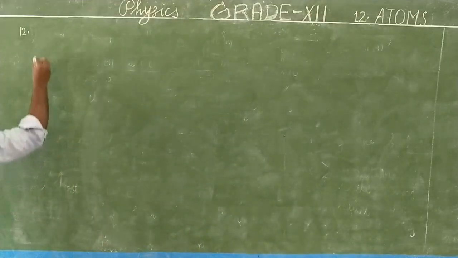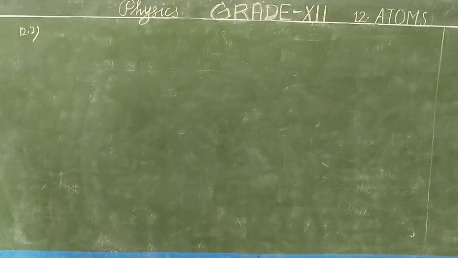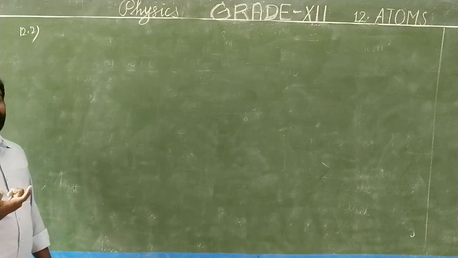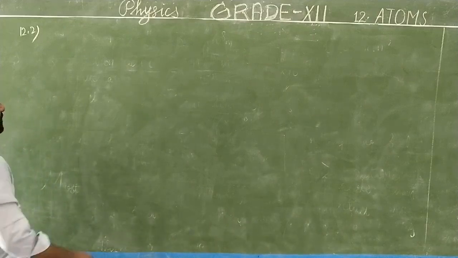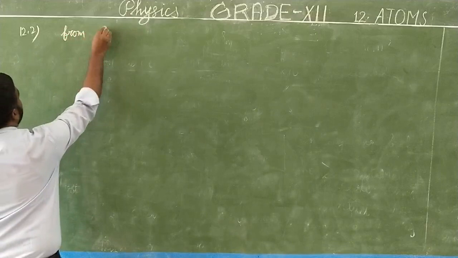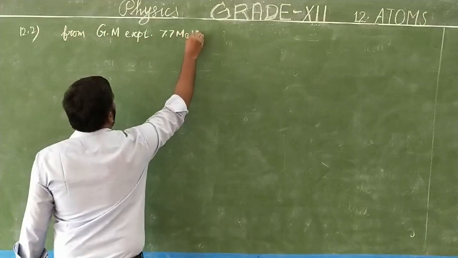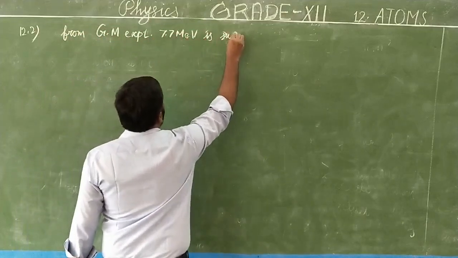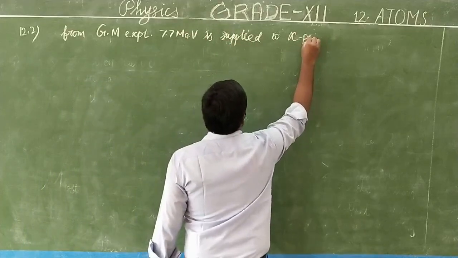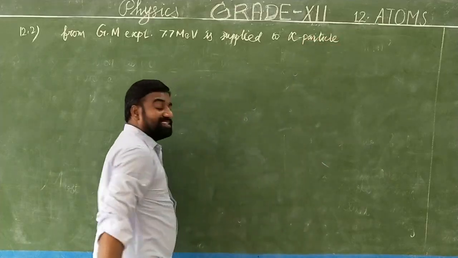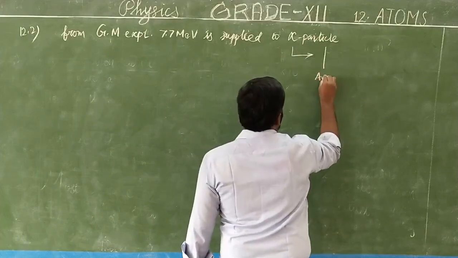So this is 12.2. The question is on the Geiger-Marsden experiment. In the Geiger-Marsden experiment, to operate with Bismuth, how much voltage are we supplying? From the experiment it is 5.5 mega electron volts. So in the GM experiment, 7.7 million electron volts is supplied to operate alpha particles. These alpha particles are allowed to strike on the gold foil.